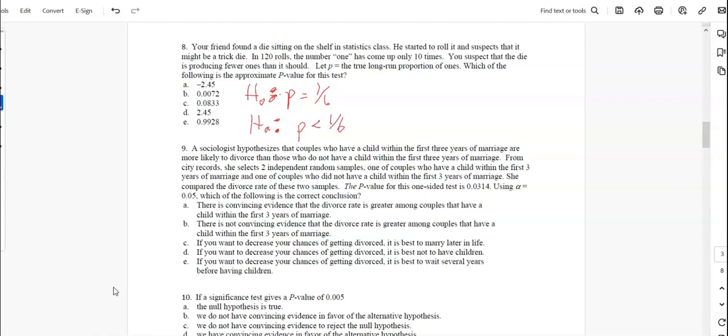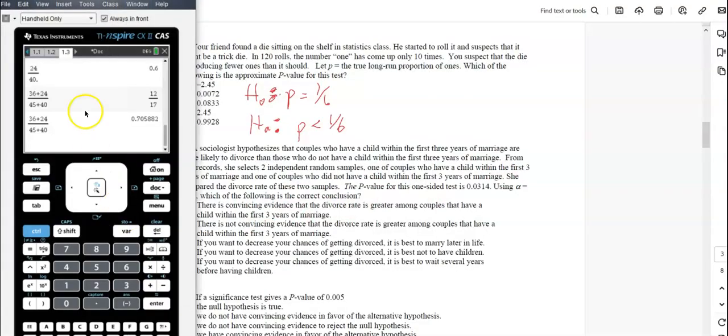So the null is, this is not a trick die. This is a normal die. It's a 1 out of 6 chance because 1 out of 6 faces has a 1 in it. And then we think the alternate is that it's coming up less than that. So you can get out your calculator and check your p hat. Our p hat is 10 divided by 120, which is 0.08. 1 divided by 6 is 0.16. So it is definitely below that, but is it enough to prove the test?